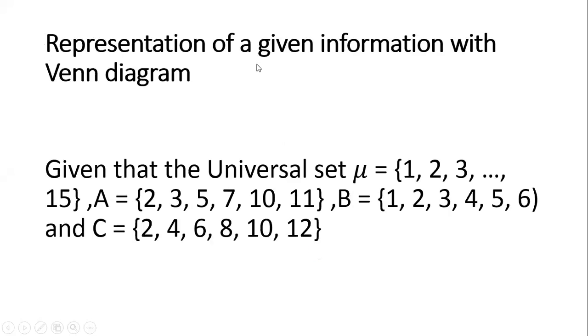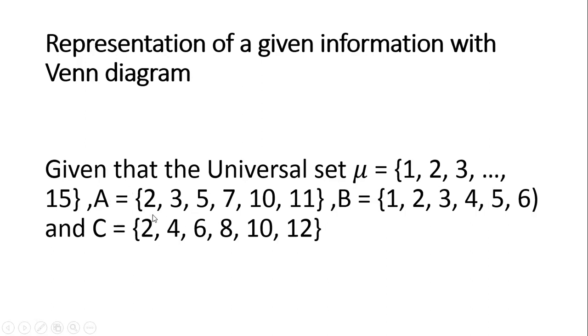This is the representation of the given information with a Venn diagram, given that the universal set has elements 1, 2, 3, 4, up to 15. The dots here mean you can still continue. So it can be 1, 2, 3, 4, 5, 6, 7, 8, 9, 10, 11, 12, 13, 14, 15.